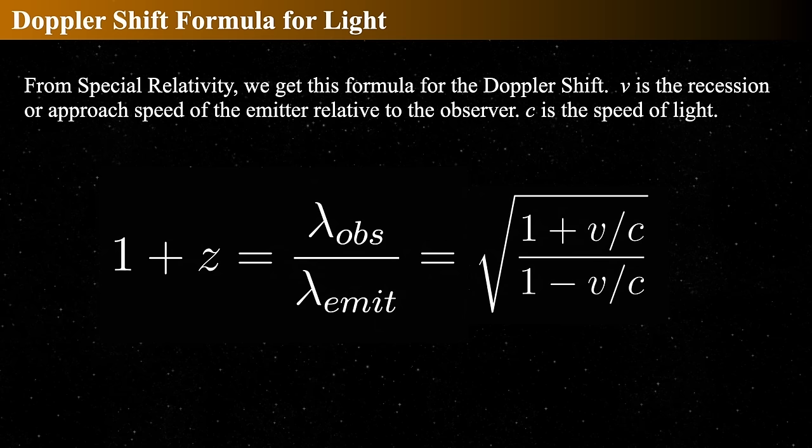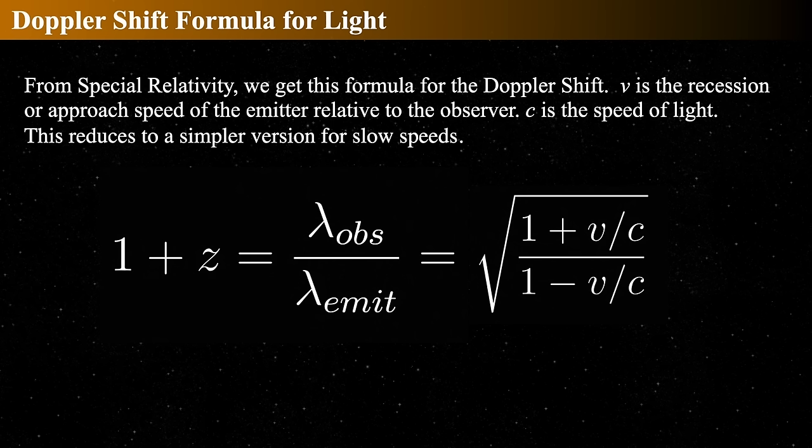The rest wavelength, meaning what we would measure if the thing emitting the light were just sitting there, of something emitting a pretty shade of green at 5,500 angstroms, is given by that lambda sub emit. Lambda sub obs means the observed wavelength, with v meaning the speed of recession or approach of the source emitter to the observer, and c is the speed of the wave, here, the speed of light. This formula applies to all sources moving with respect to any receiver when we're talking about light.